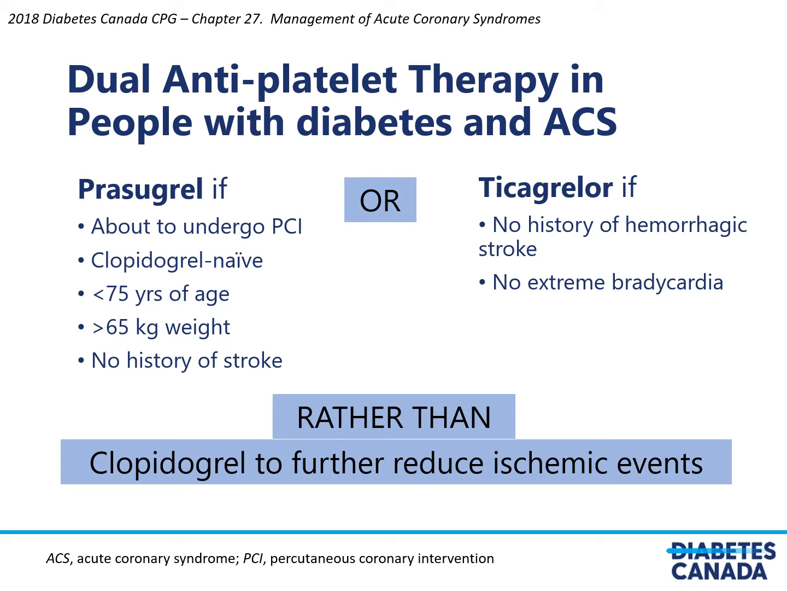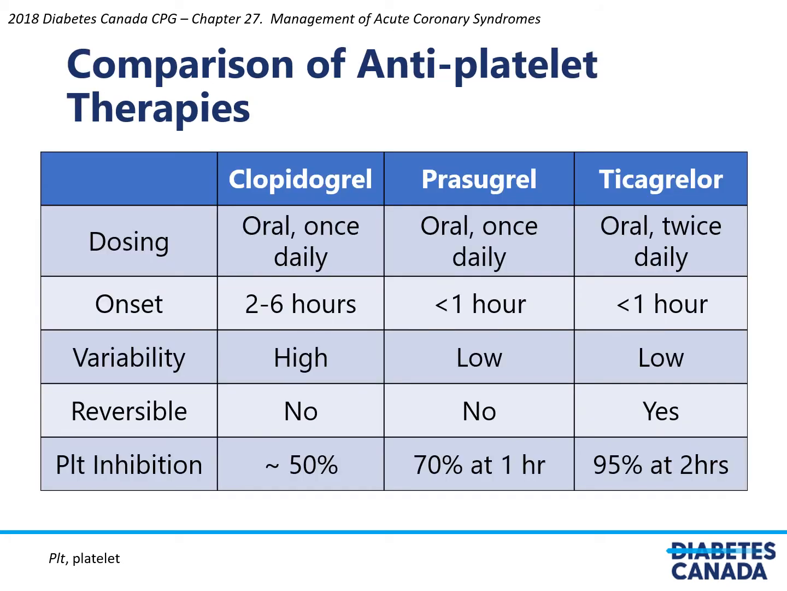So either Prasugrel or Ticagrelor can be used in addition to aspirin therapy, and the selection would of course be individualized. And these agents should be used rather than Clopidogrel to further reduce ischemic events. Here you can see the comparison of antiplatelet therapies with Clopidogrel, Prasugrel, and Ticagrelor. They are all oral medications, some once daily, some twice daily, with different onset times, but the variability is greatest with Clopidogrel.